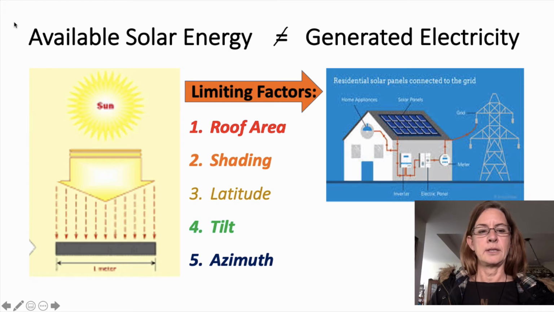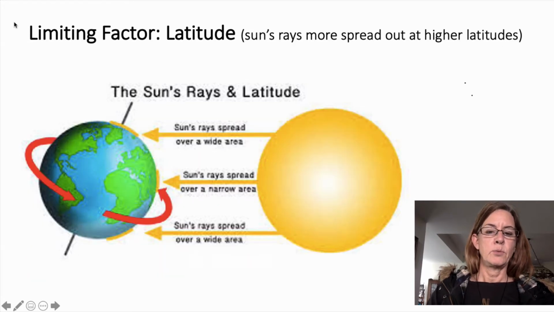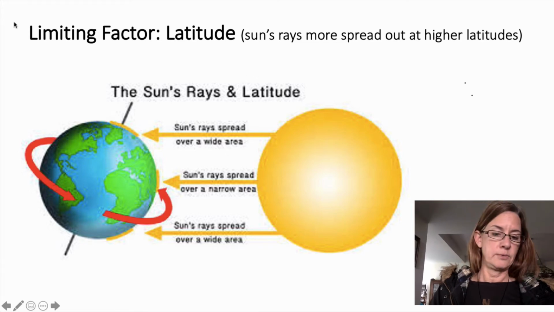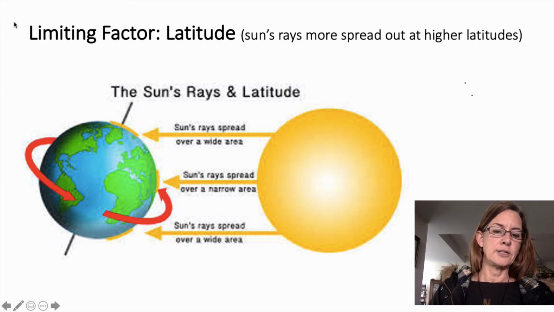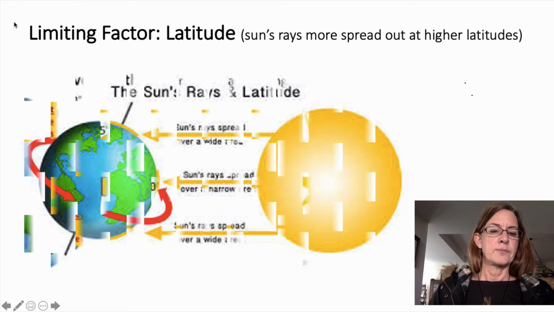They are latitude, the tilt of your roof, and something called azimuth. So I'm going to walk through each of those one at a time and explain a little bit more what each of those means. So the latitude means how far north or south from the equator you are. If you're near the equator, the sun shines straight down on you. But further from the equator, the sun's rays are spread out over a wider area, and that means that the energy is more spread out.